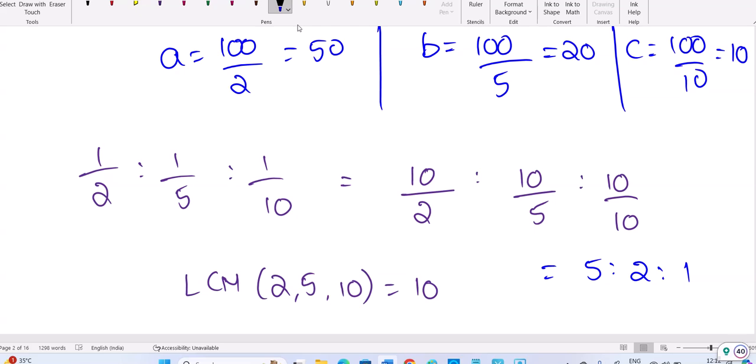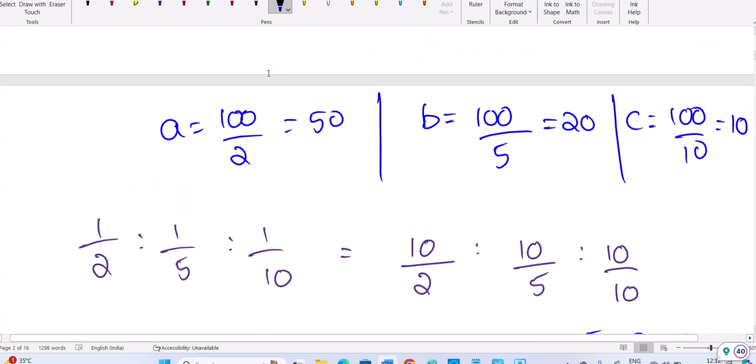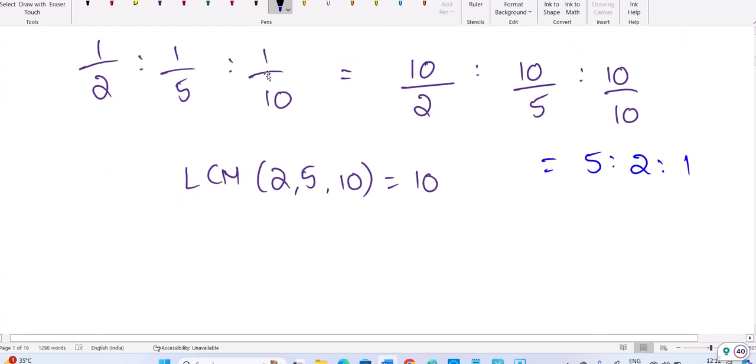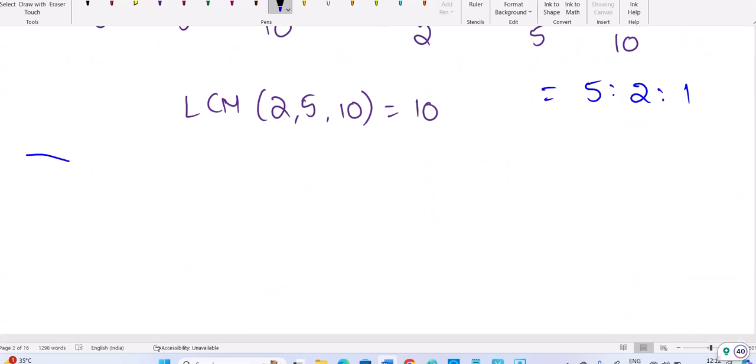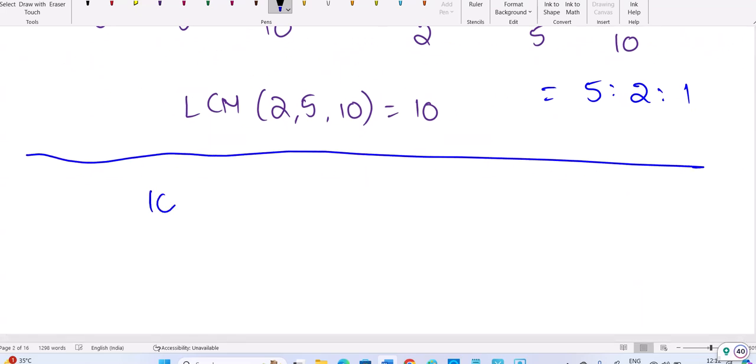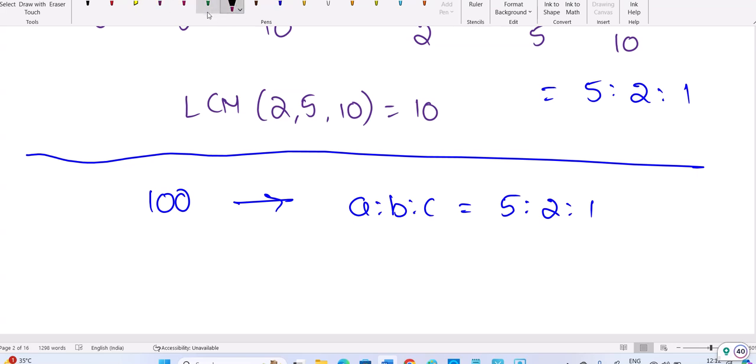Now, if you want to do the same question, how to do it, sir? Now I have to divide 100 rupees. The same question: 100 should be given to A, B, C in the ratio 5 is to 2 is to 1. See, there are multiple methods. One method is I can take A equal to 5k, B equal to 2k, C equal to k. Why that k? What is that k there?